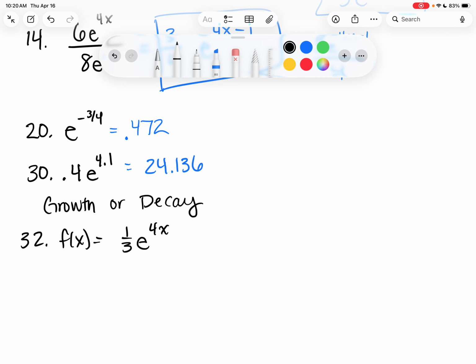So determining growth or decay, first of all, I'm going to look: a is greater than 0. Basically that just means that the number in front can't be a negative number. And then r is the number that's in front of x, so r is also greater than 0. So that means that it is a growth problem, or growth function.